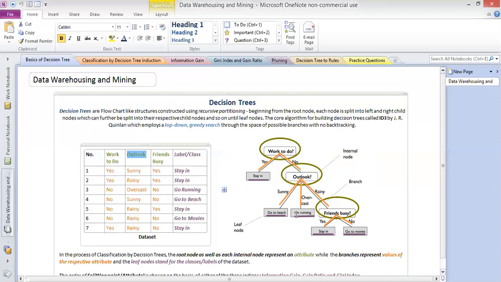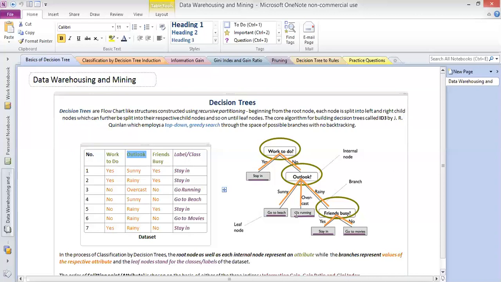So what makes us understand that, like, how did I mark these? What is happening here is the root node as well as all the internal nodes that you see in a decision tree are actually attributes. All the branches are the values to these attributes, and all the leaf nodes are actually the classes or the labels that we are supposed to predict for the newer tuples in this data set.